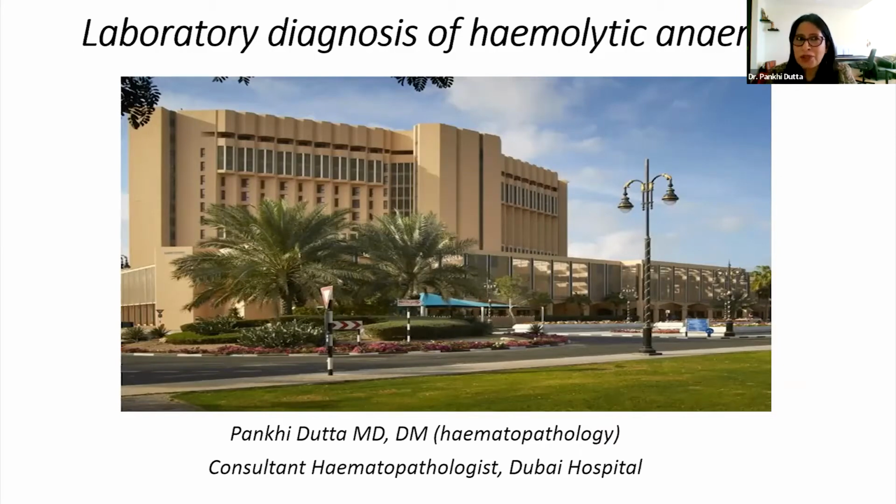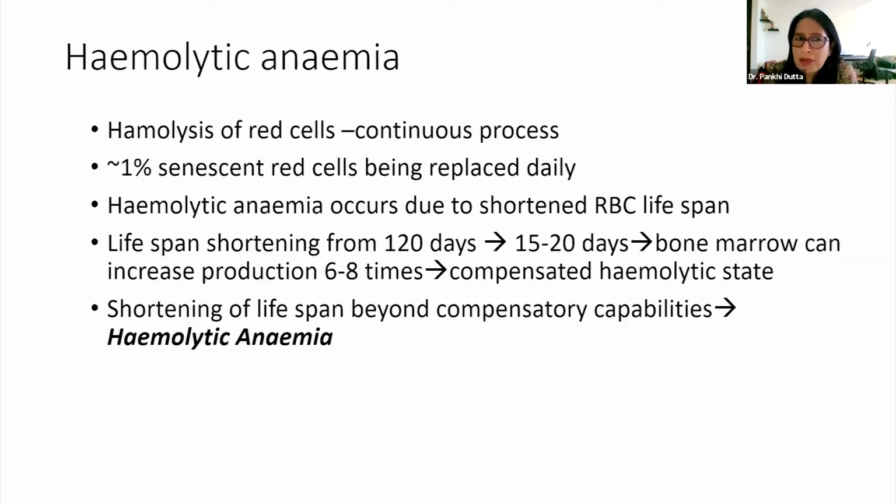And I'm going to be talking about laboratory diagnosis of hemolytic anemias. So this is the present hospital where I work, Dubai Hospital. And talking about hemolytic anemia. As the term suggests, anemia that occurs because of breakdown of RBCs is hemolytic anemia. But hemolysis and breakdown of red cells is a continuous process. This is the way by which old, tired red cells are being replaced daily.